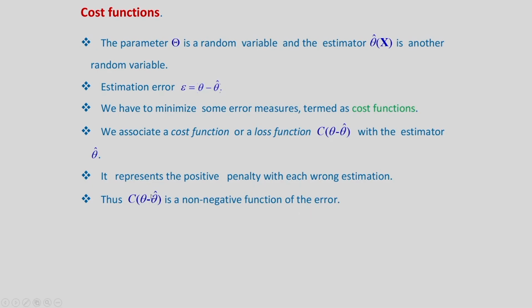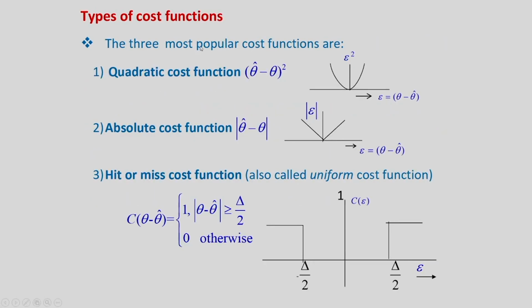Theta minus theta hat is the error, therefore, C of theta minus theta hat is a non-negative function of the error. So, the cost function is a non-negative function of the error. The three most popular cost functions are: number 1, quadratic cost function, also called square error cost function, because this is the square of the error.